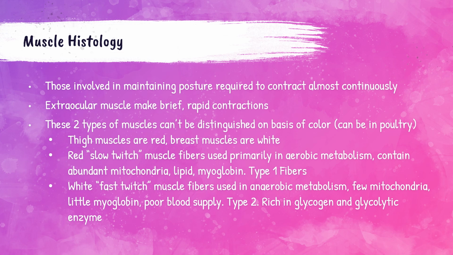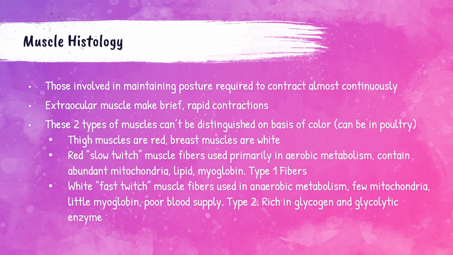In some species, like chickens, the two types are easily distinguished based on color. Thigh muscles are red and breast muscles are white in chickens. The slow twitch red muscle fibers are primarily aerobic or oxidative in metabolism. They have a lot of mitochondria, lipids, and myoglobin and have a very good blood supply. These types of muscle cells are called type 1 fibers.